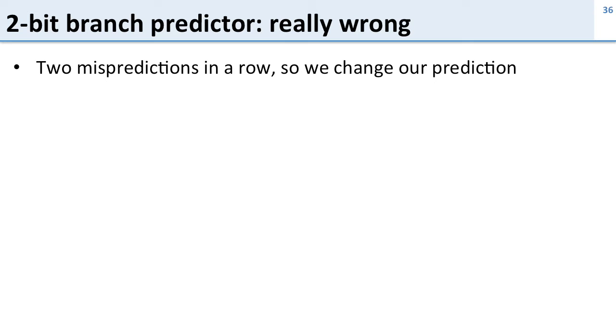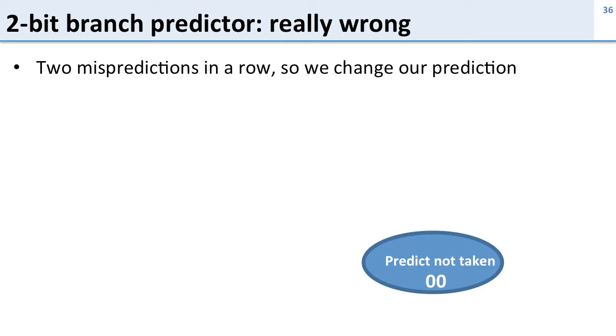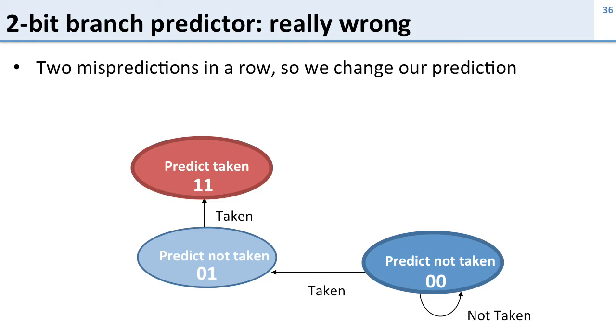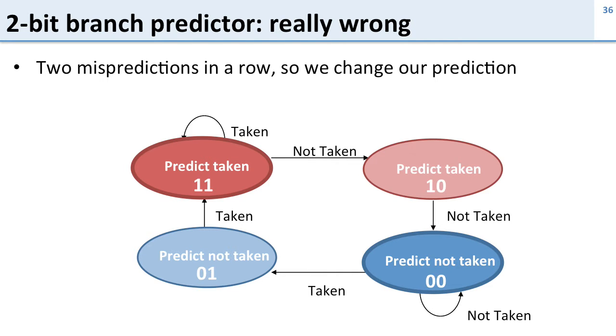But what if we were really wrong? What if we have 2 mispredictions in a row? So we predict not taken, then we see a taken and another taken, and now we actually start predicting taken. So we've changed our prediction. Similarly, if we're predicting taken and we see one not taken and another not taken, we go on to predict not taken.